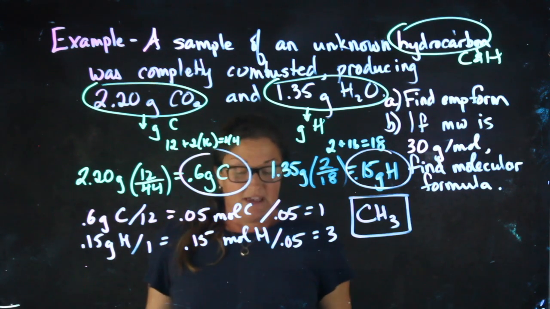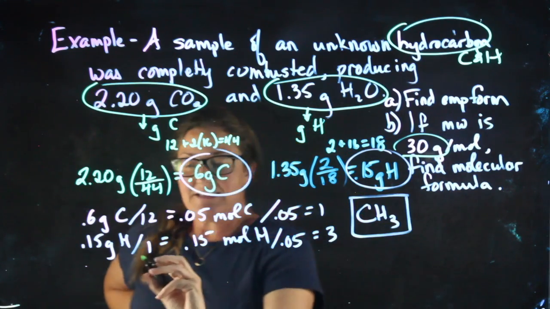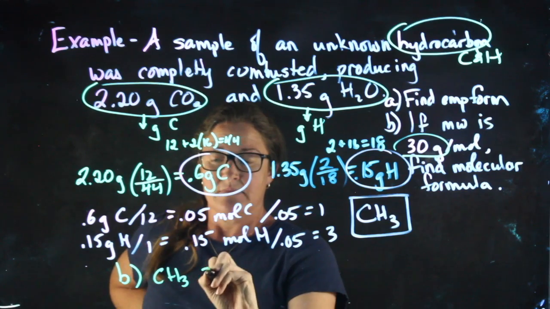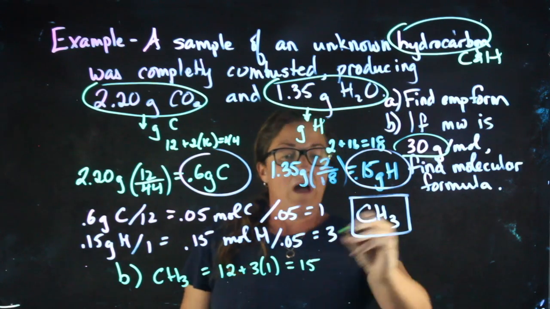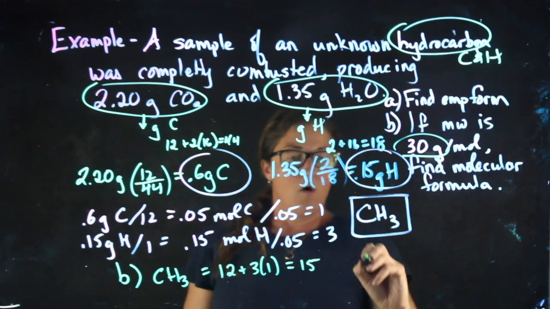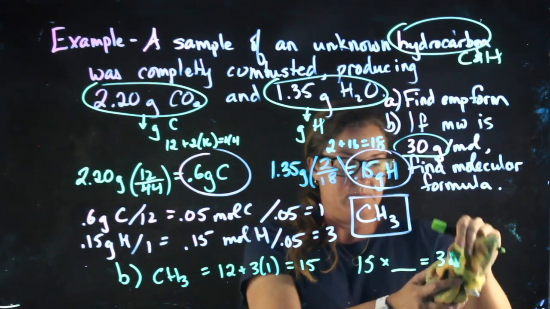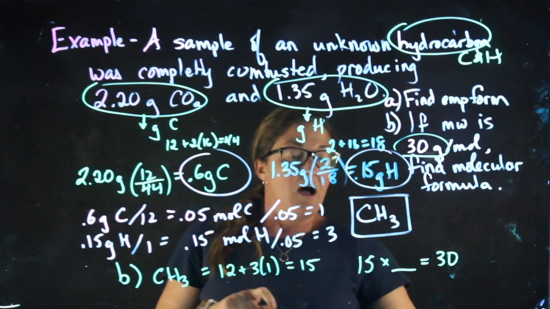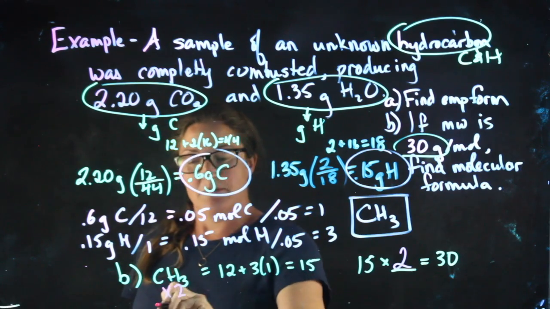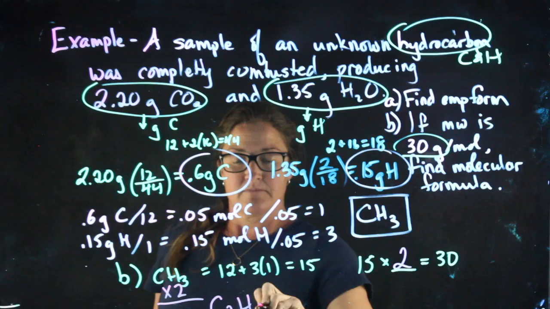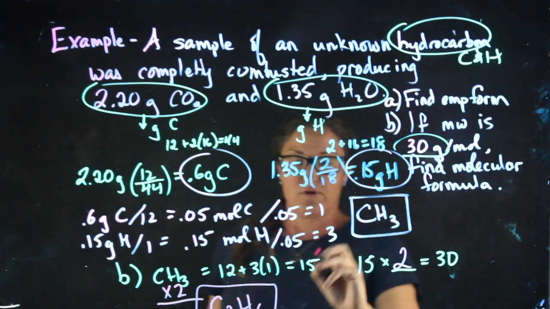For B, I want to find the molecular formula. So I know the total molecular weight. So I take a look at CH3. It has a molecular weight of 15. Well, how many times does 15 go into 32? Or 15 times what equals 32? No, I'm sorry, equals 30. Obviously, 15 times 2 equals 30. So I take CH3 and I double everything in it, giving me C2H6 as my molecular formula.